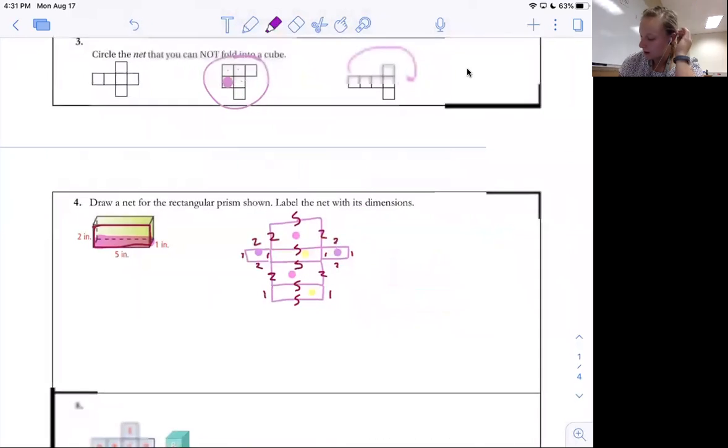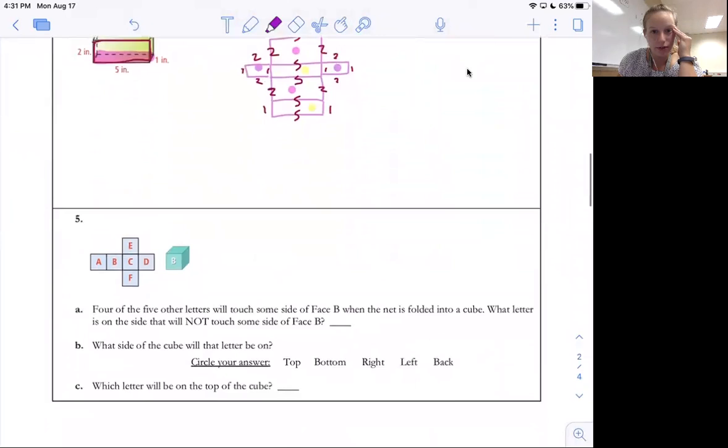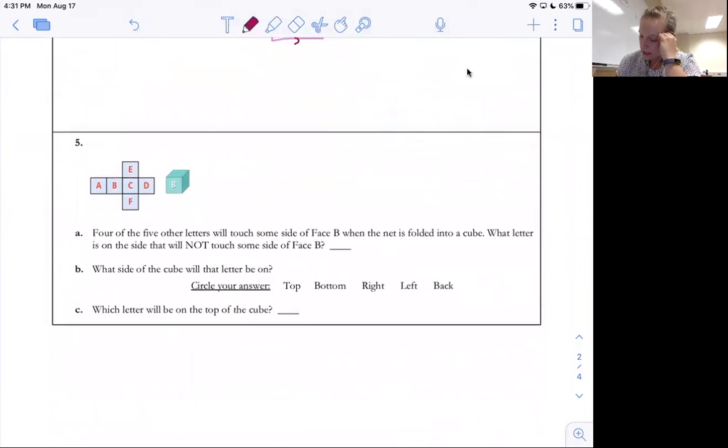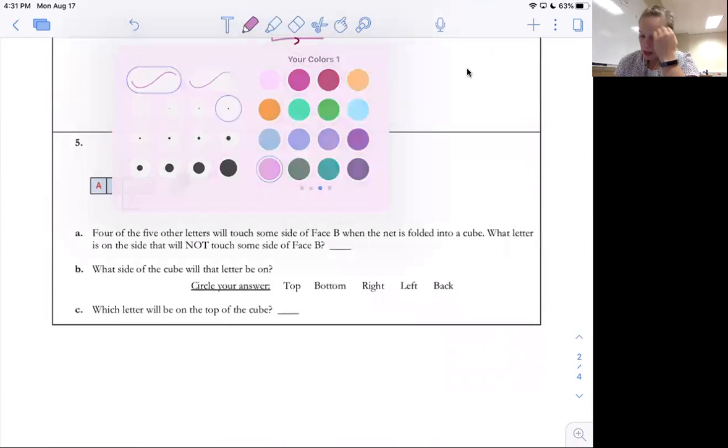Okay. That can be tricky. I messed it up the first time too, so double check yourself. It's not just 5 and 1s or 5 and 2s. All right. Next we have, this is the last one.